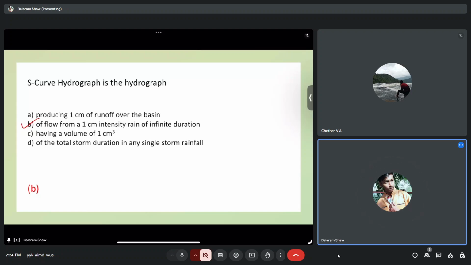Next question is, the peak of 5 hour unit hydrograph of a catchment is 150 meter cube per second. The peak of 10 hour unit hydrograph of the same catchment will be what?